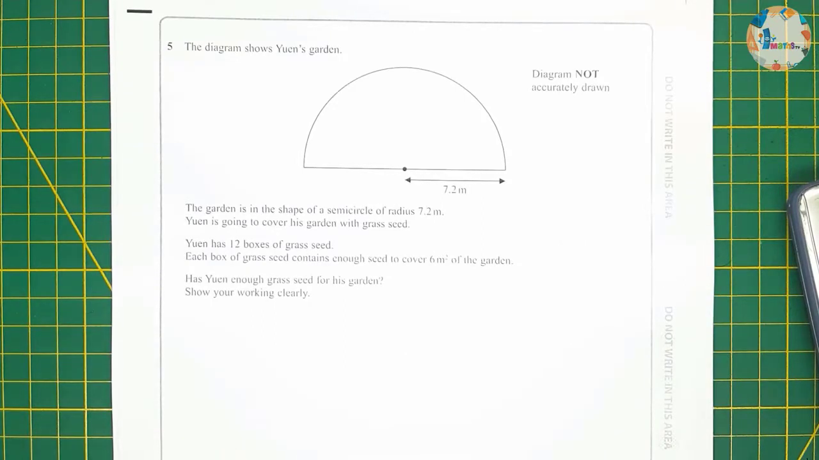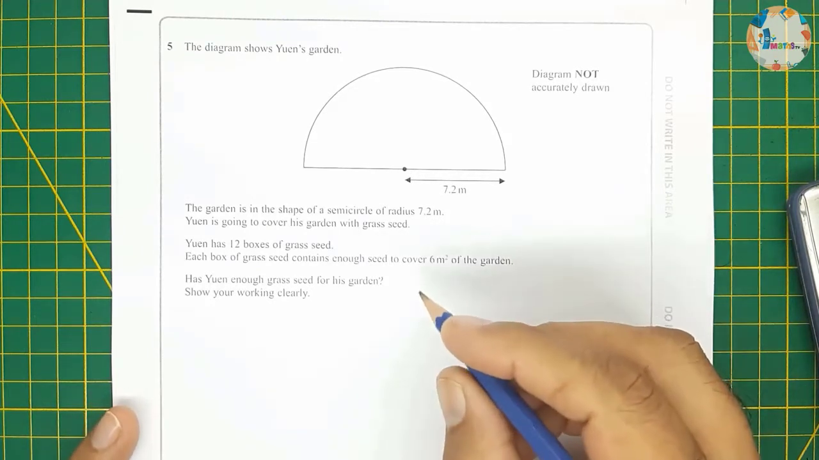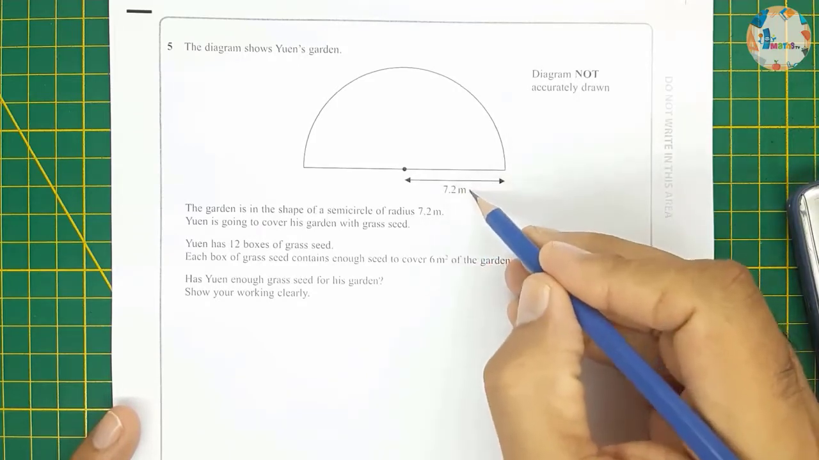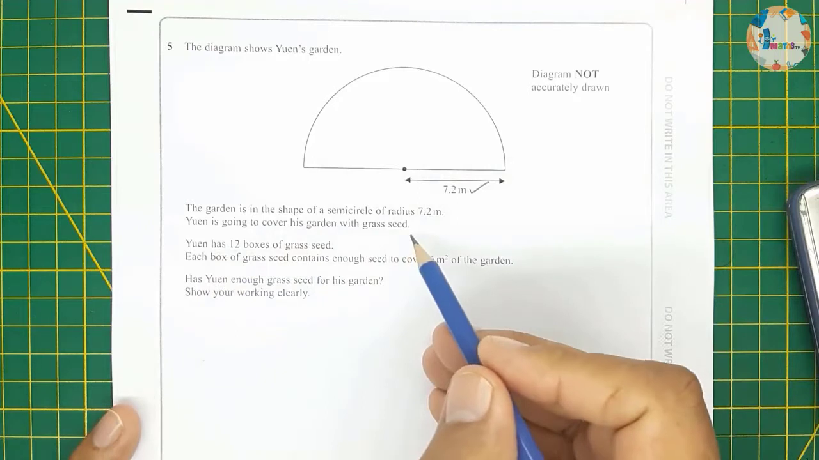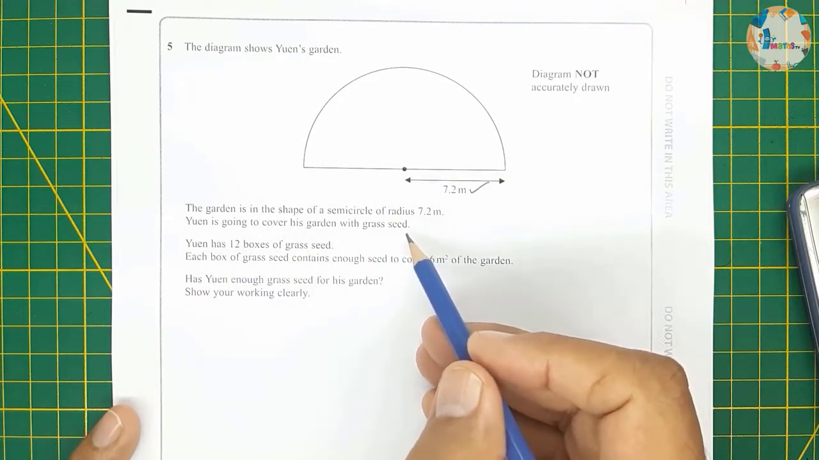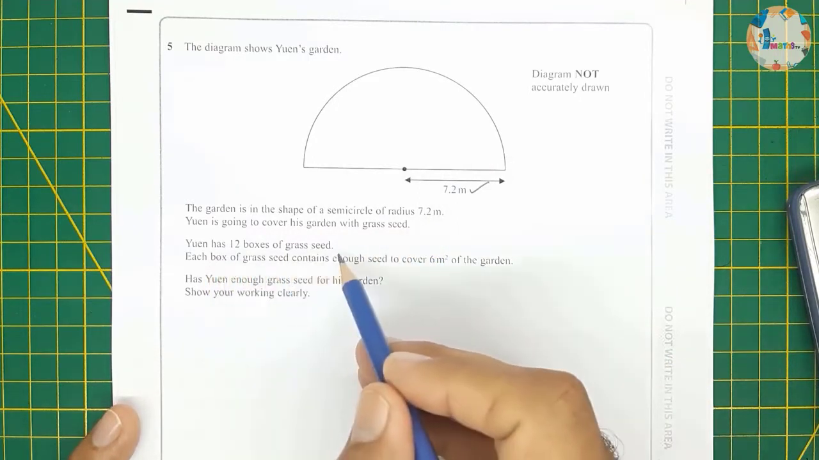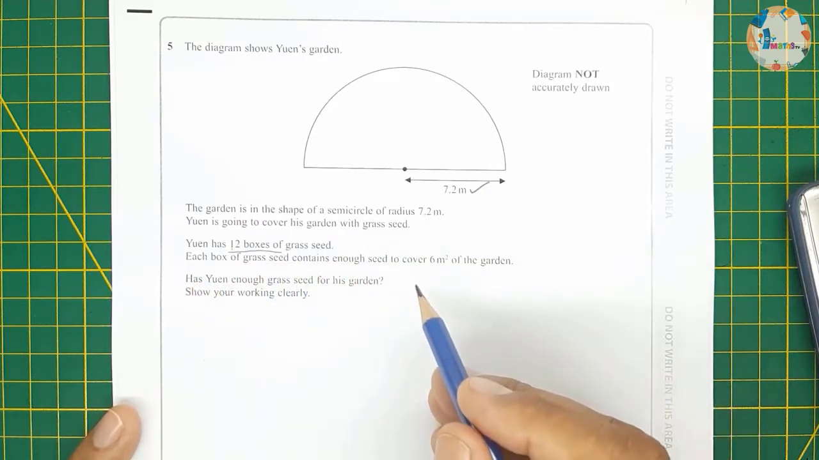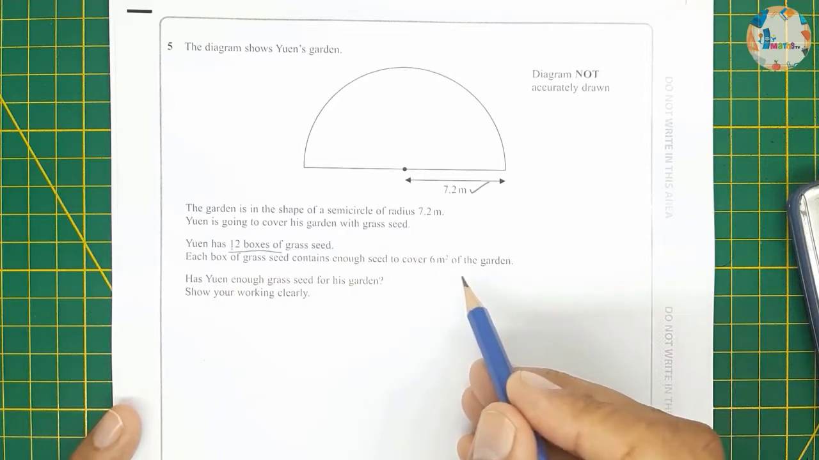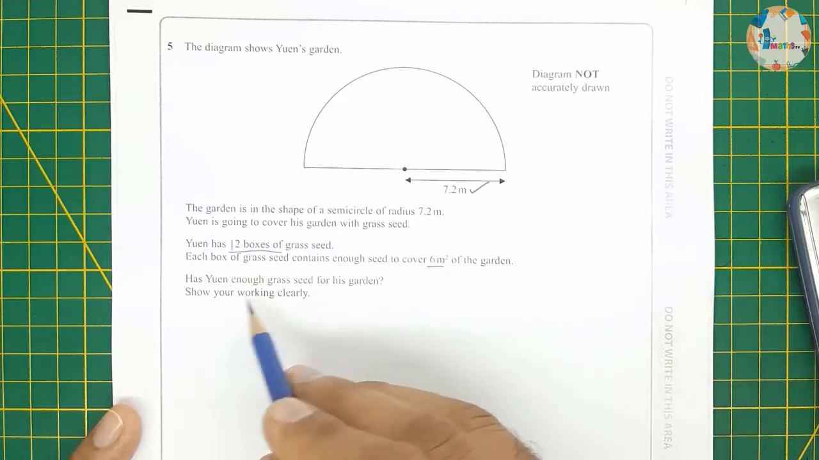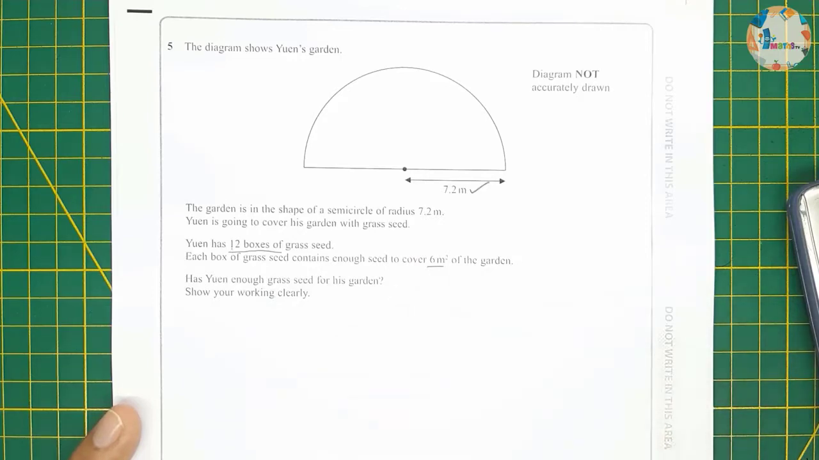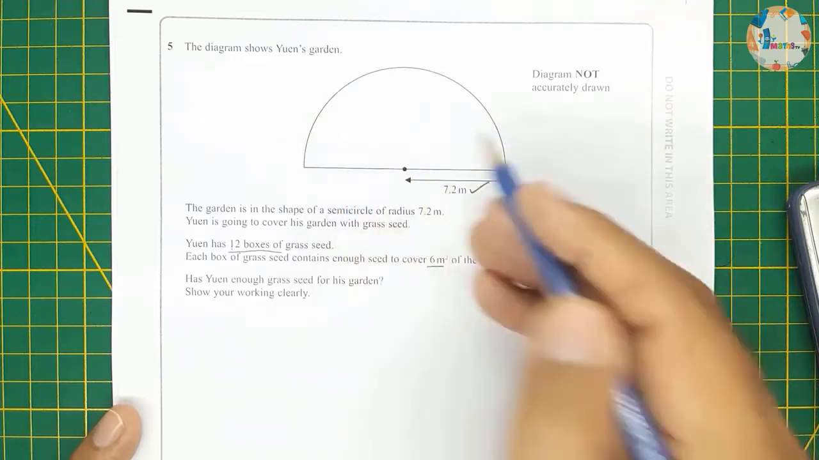Question number 5. The diagram shows Yuan's garden. The garden is in the shape of a semicircle of radius 7.2. This is the radius. Yuan is going to cover this garden with grass seed. Yuan has 12 boxes of grass seed. Each box of grass seed contains enough seed to cover 6 meters squared of the garden. Has Yuan enough grass seed for his garden? Show your working. So we'll find the area of this semicircle.